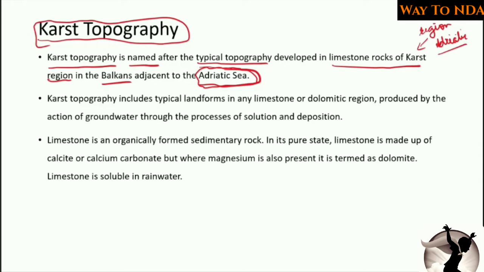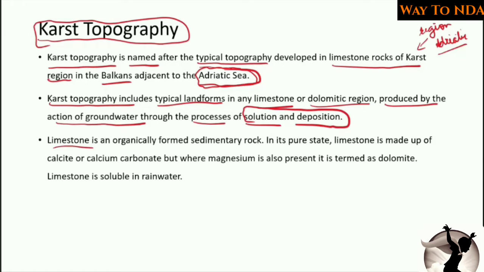Okay, so in this region the topography developed, so that is why this type of topography is called karst topography. Now karst topography includes typical landforms in any limestone or dolomitic region, produced by the action of groundwater through the process of solution and deposition.